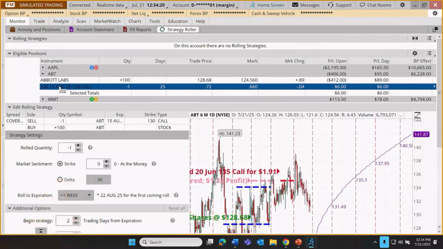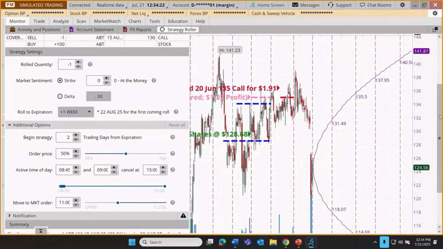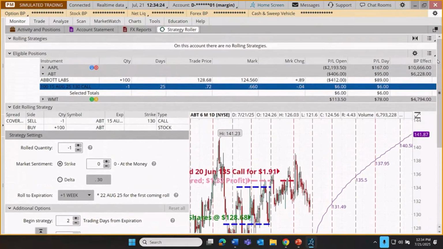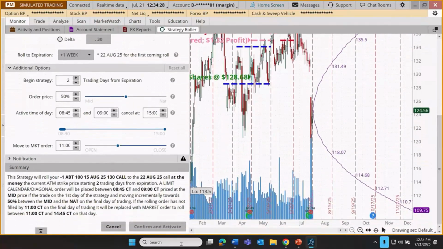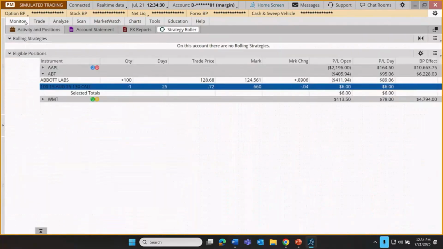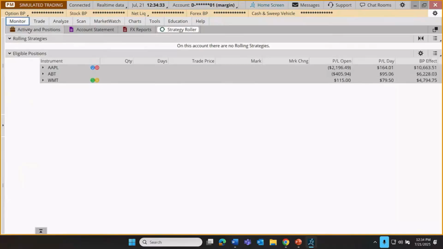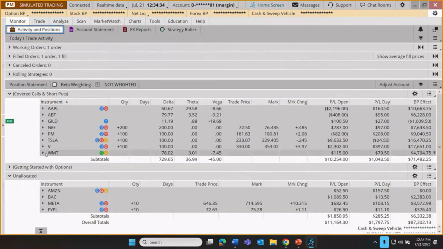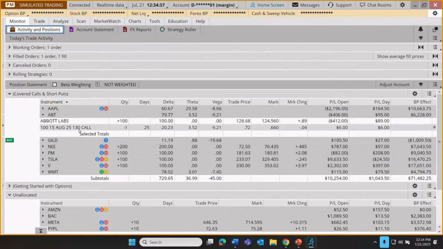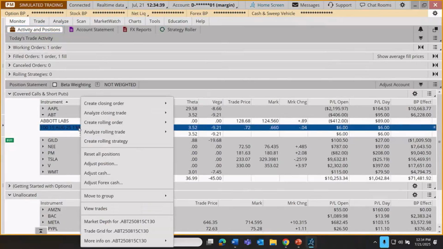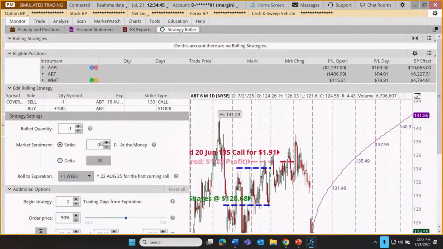I know that looks like quite the tool. Look down below, it looks complicated. It's, I think, pretty straightforward as we get into that. That's one way to do it. Now, another way to kick things off is if we happen to be on our monitor page. Let's say we're here on our activity and positions, and we go to Abbott. We could just right click on our call and create a rolling strategy from there. You see that in the pop-up menu? That takes us right back to that screen.